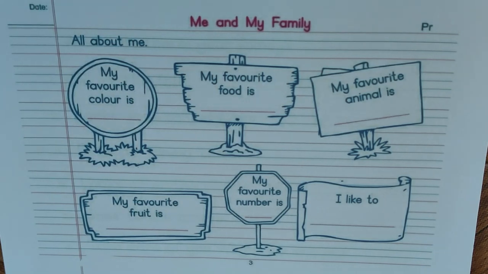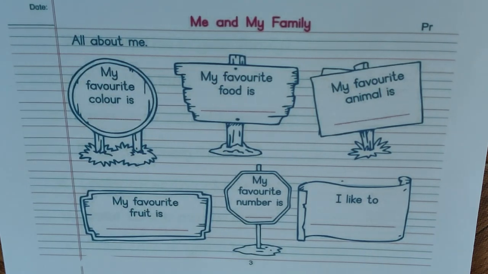Then my favorite animal is lion. Yours can be anyone else like elephant or any other animal. Then my favorite fruit, for example, my favorite fruit is apple. Yours can be mango, banana, etc. My favorite number, so any number which is your favorite number. My favorite number is 5. Yours can be any favorite number.